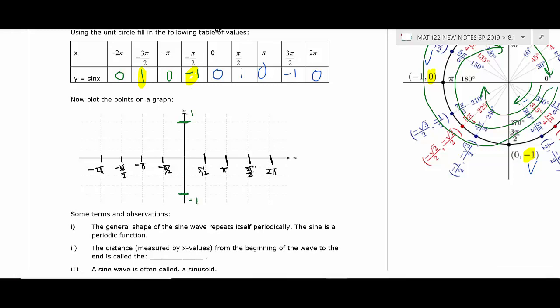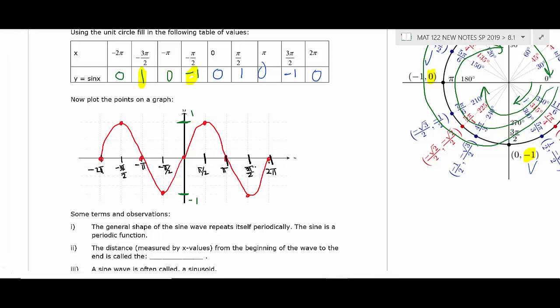So really all we're going to do now is just plot these points. Negative 2 pi, 0 is a point. Negative 3 pi over 2 goes up to the max of 1. Negative pi, 0. Negative pi over 2, negative 1. And then 0, 0. And then you'll connect that into a nice smooth continuous curve. And then continuing, pi over 2, 1. Pi, 0. 3 pi over 2, negative 1. 2 pi, 0. So what I'm doing is getting values from the unit circle, and then plotting the points. That would be what the graph of sine x looks like.